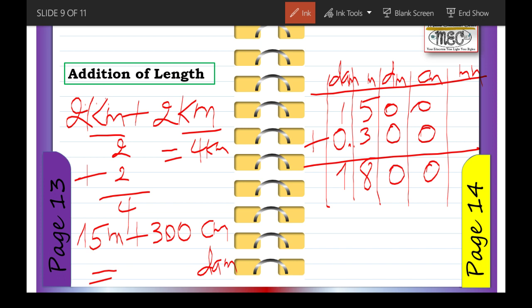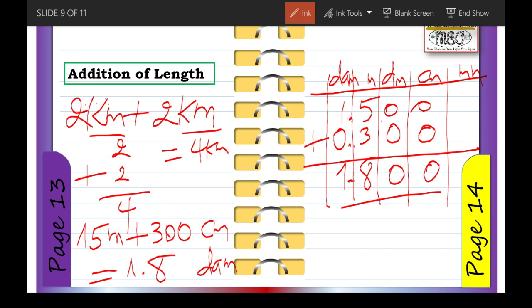Remember what you have here. Here you have also converted. Because you have meters, you must convert it into decameters. Here we have centimeters, we must convert it into decameters. And when you add, remember to bring down this decimal point. So the answer is 1.8.